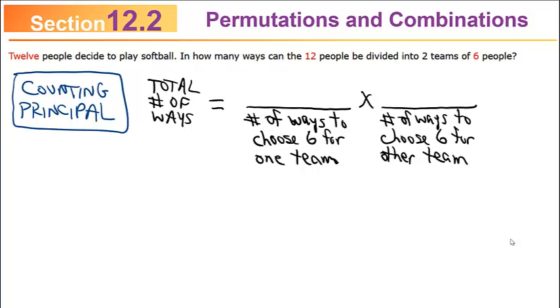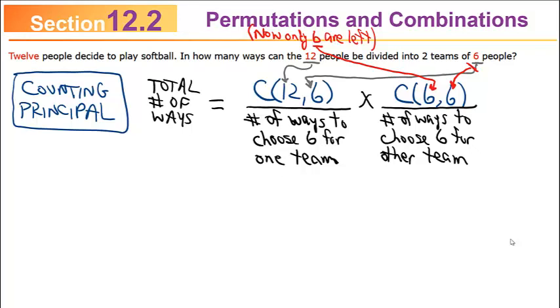Now in this problem, order does not matter. So this is a combination. You're pulling people out to be on a team. You're not placing them in positions. You're just selecting them for the team. So this is a combination. You can take any of the 12 people and put on this first team, and you want 6 of them. So that's a combination of 12 things taken 6 at a time.